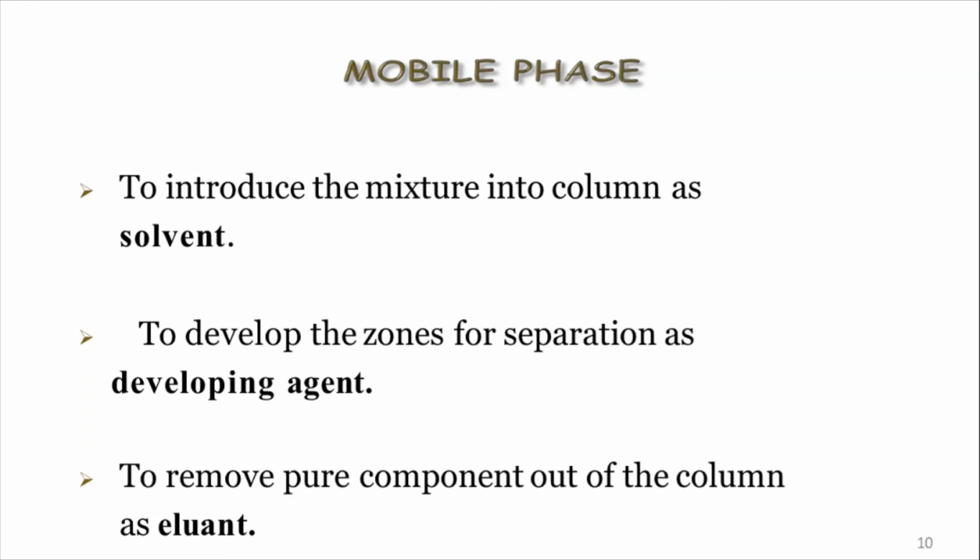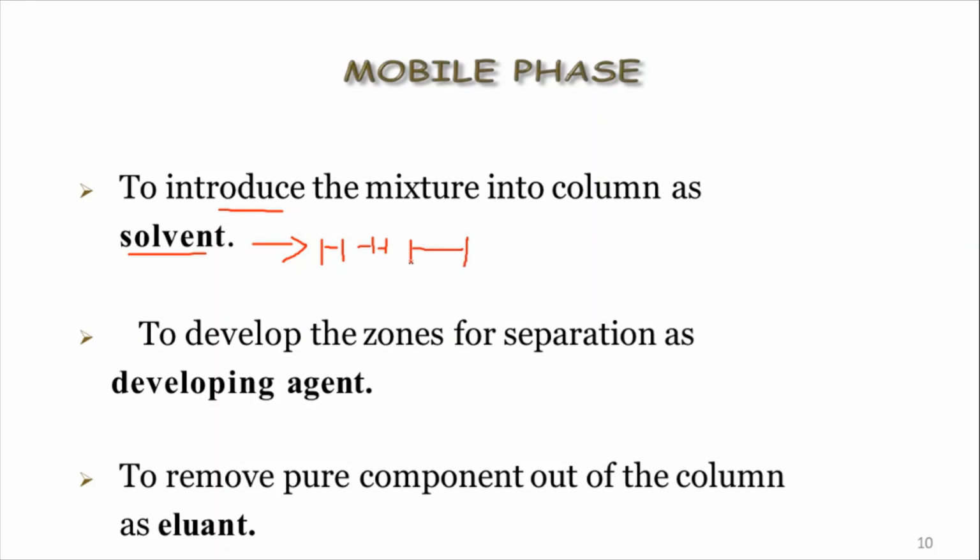So, mobile phase, some properties. What is that? What introduces the mixture into the column is called the solvent or mobile phase. You are always giving a mixture of solvents. Sometimes we take polar and non-polar solvent mixtures, in the case of TLC. But here we are using more than 2 or 3 solvents.